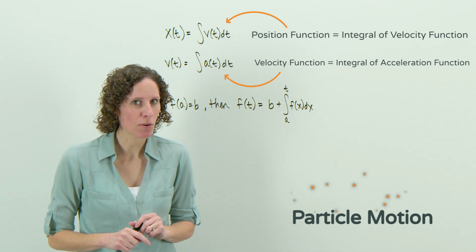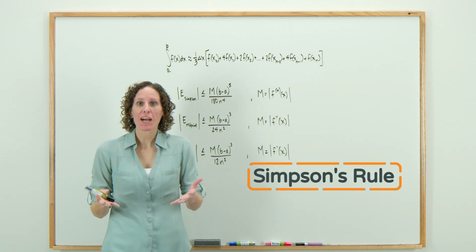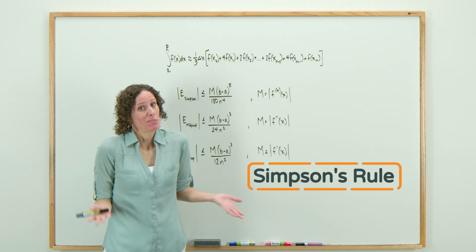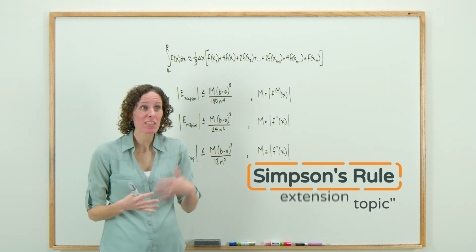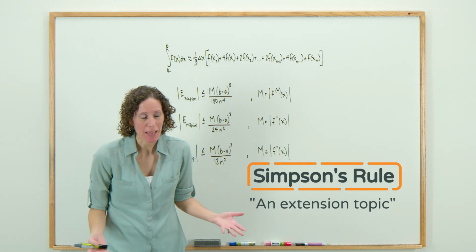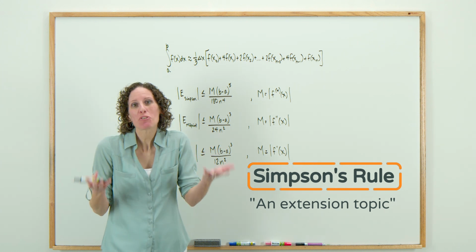Let's take a look at Simpson's rule. So Simpson's rule is not a topic that is always discussed in a Calculus 2 class. In fact, high school students, you don't really even cover Simpson's rule. It's an extension topic that could be used but isn't going to be covered on an AP exam. College students, your professor may decide to do it, may not. So you may or may not see it.